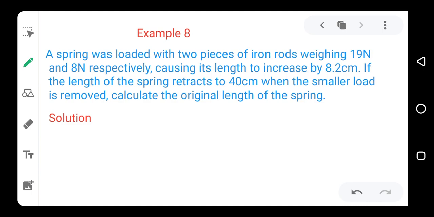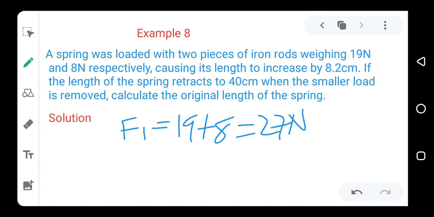Now we have F1 here, a load of two pieces of iron weighing 19 Newton and 8 Newton. F1 is equal to these two forces. They were placed on the spring at the same time. So we have 19 plus 8, which gives us 27 Newton. This is F1. They are two pieces of rods, so instead of placing one rod that weighs 27 Newton, we decided to combine two, and the two of them will give us 27, and place it on the spring.